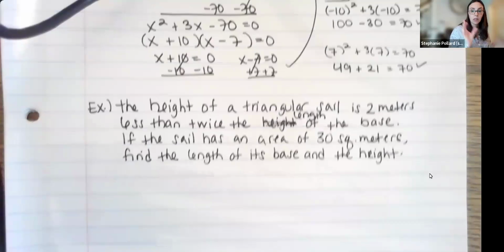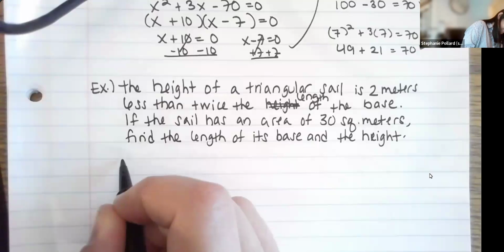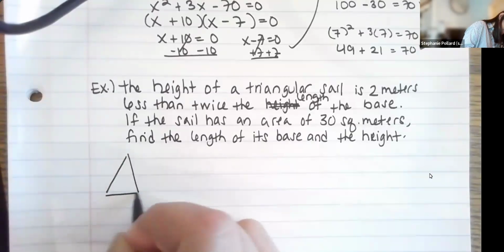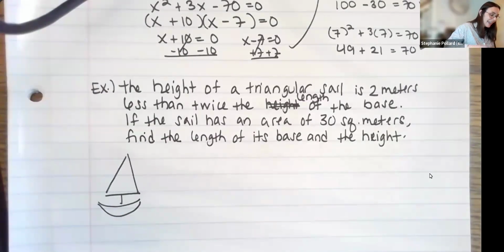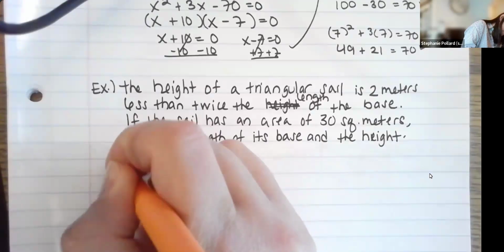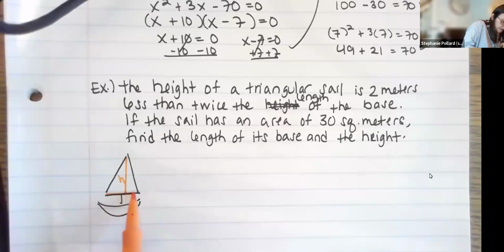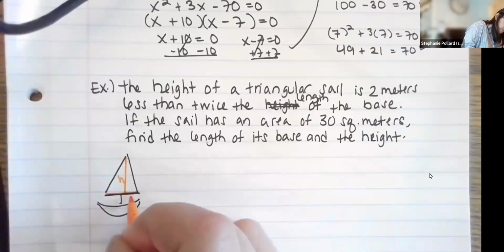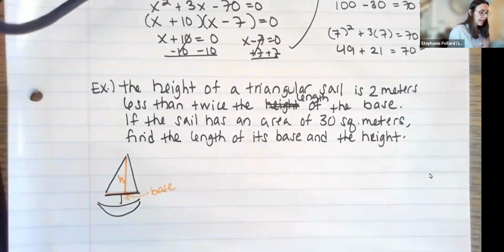So this is the one where we may want to draw a picture to go along with it as well. So if I have a ship and I have some sort of triangular sail, right? This is going to be my bad ship, but let's say here's my ship. The height of that triangular sail is right here. This is my height. And then down below, I would have my base. Okay. So let's see. The height of a triangular sail is 2 meters less than twice the length of the base. If the sail has an area of 30 square meters, find the length of its base and the height.